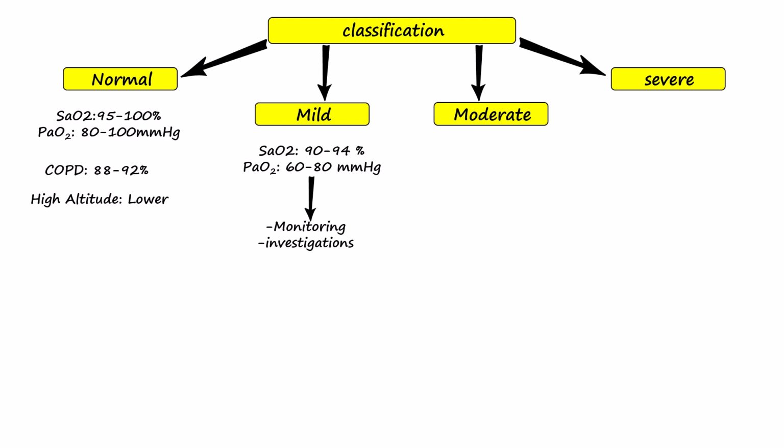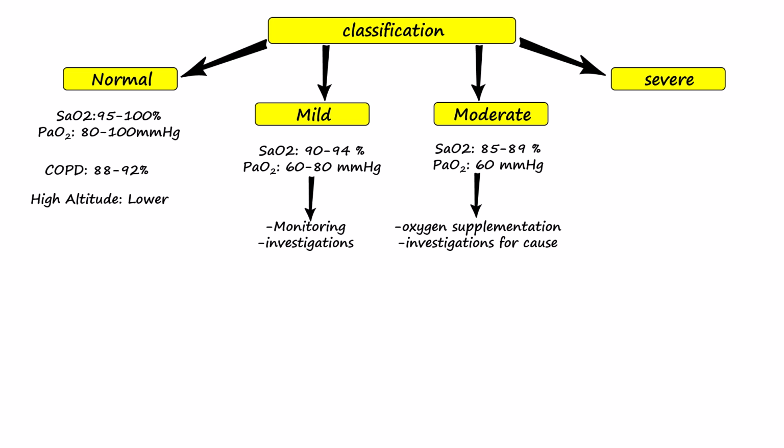Moderate hypoxemia, with saturations of 85 to 89%, often indicates more serious conditions including severe pneumonia, worsening COPD, or early acute respiratory distress syndrome. At this stage, the PaO2 reaches 60 mm of mercury and causes rapid decline in tissue oxygen delivery. Immediate intervention with supplemental oxygen is required along with diagnostic tests to identify the underlying cause.